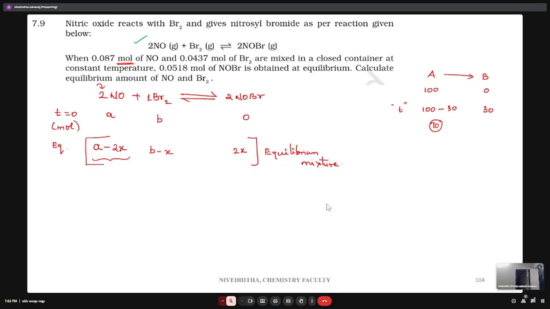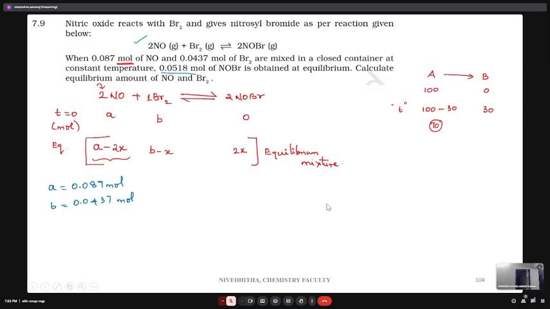According to the question, 0.087 mole of nitric oxide and 0.0437 mole of bromine are mixed in a closed container at a constant temperature. So what does it mean? The initial number of moles of nitric oxide and Br2 are given. So according to our assumption, small a is given as 0.087 mole and small b is given as 0.0437 mole, right?